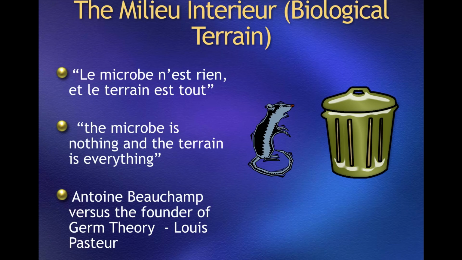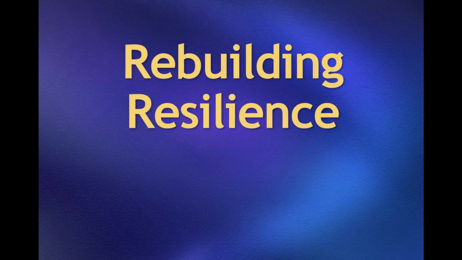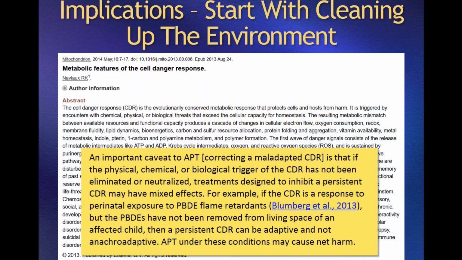It's the milieu intérieur: le microbe n'est rien et le terrain est tout. What does that mean? The microbe is nothing and the terrain is everything. That was supposedly said by Pasteur. So what do we need to do? We need to build resilience so that we can fight off bugs. We don't want to kill the bugs. We need to have our own bodies be strong enough to suppress them.